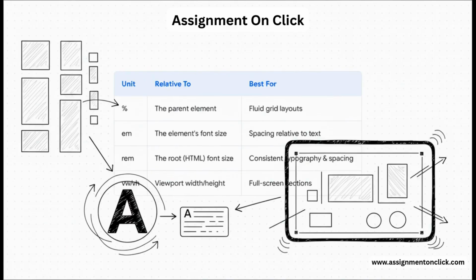Let's quickly go through the most common types. You've got percentages, which are based on the parent element size, perfect for making fluid columns in your layout. Then there's em and rem, which are tied to font size. These are fantastic for making sure your text and all the spacing around it scales up and down in a really predictable, consistent way. And finally, you have viewport units, vw and vh, which are tied to the screen size itself, making them perfect for things like full-screen background photos.